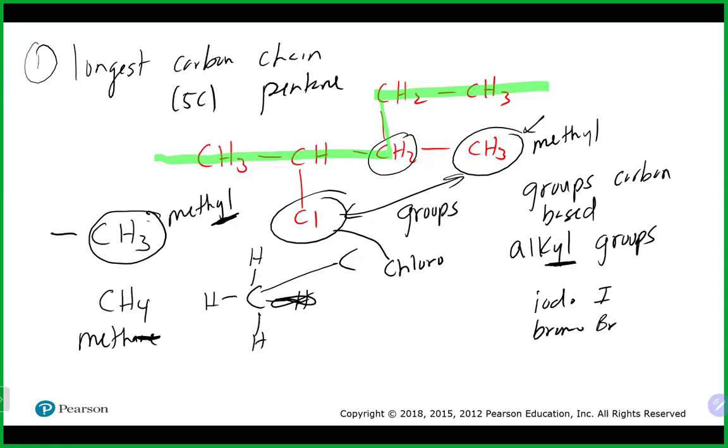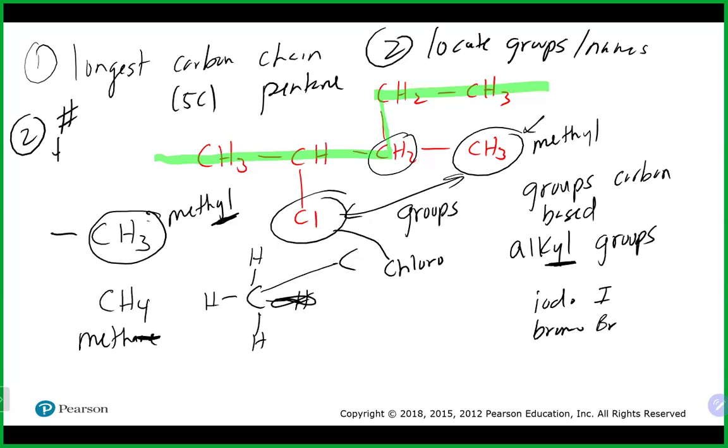So now I have the groups that are there and I have the long main chain that is there. What is left is actually just to name it and put it together. What we do when we name something in organic chemistry is all about telling a person exactly where you could find everybody, which means we need to tell the person that we're naming this for where we could find each of those groups and where they are located on the longest carbon chain. That means that after you locate your groups and their names, you then need to number the longest carbon chain.